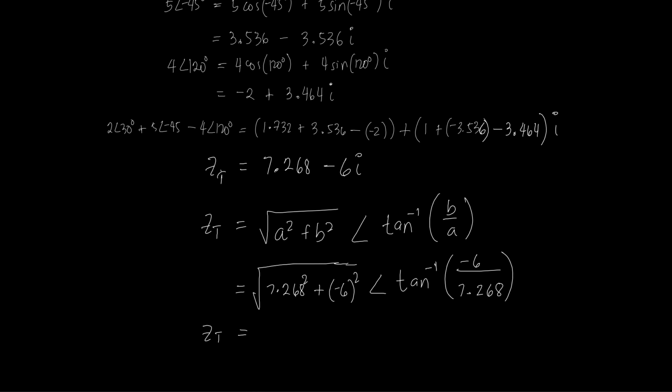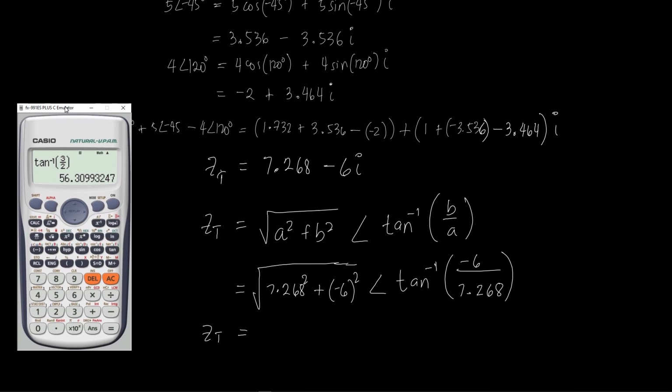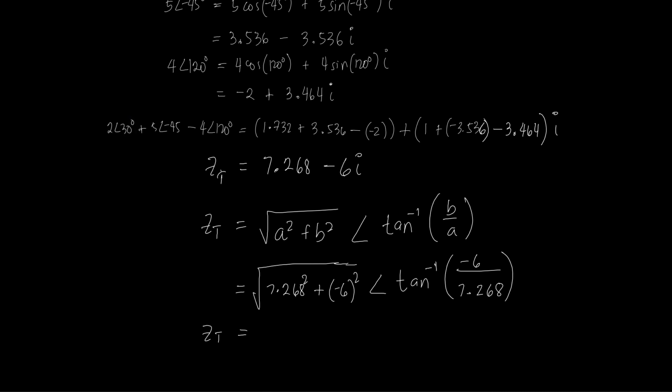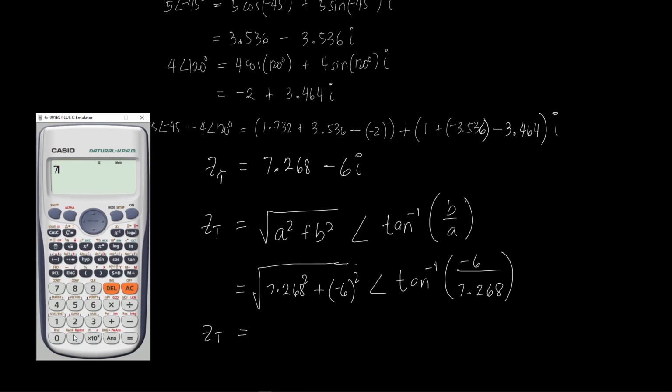Okay, let's help calculate this. So we have the square root of 7.268 squared plus negative 6 squared. That is 9.425.